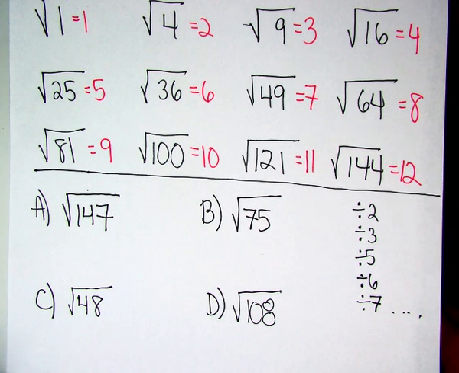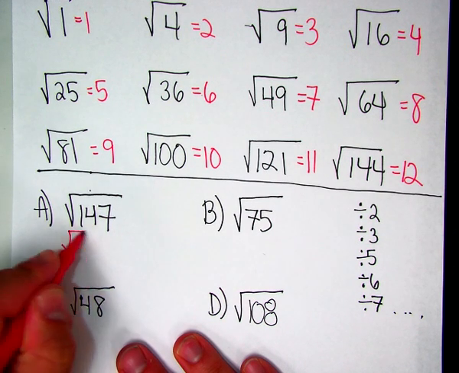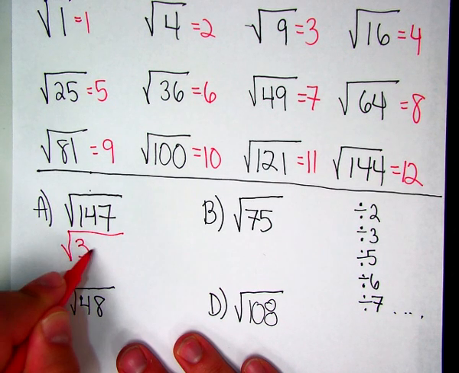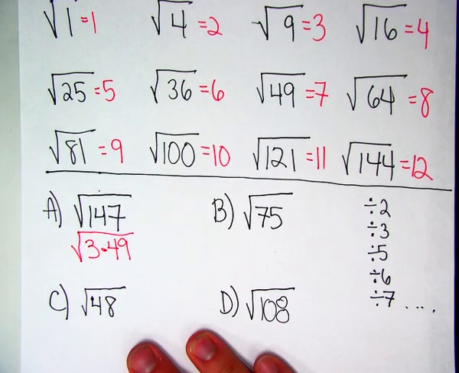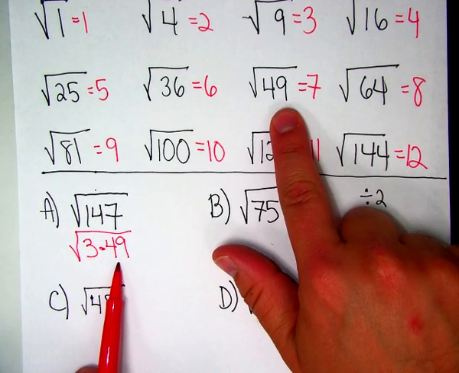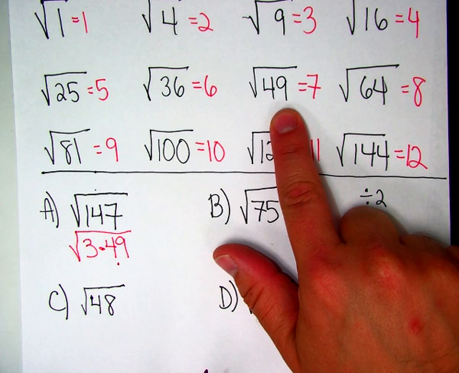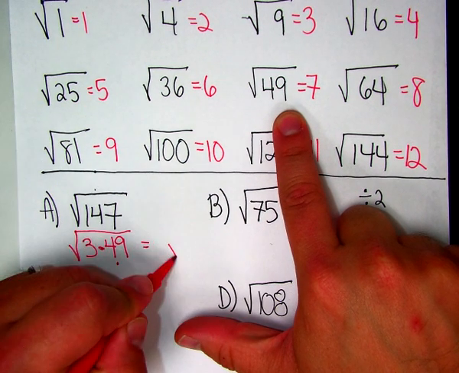So start with dividing by 2. If I have 147 divided by 2, it's an odd number, so we know it doesn't divide. So try dividing it now by 3. 147 divided by 3 does divide out evenly, and it's equal to 3 times 49. We end up going with this because if we look for 49, 49 is the largest one that we can find within this.